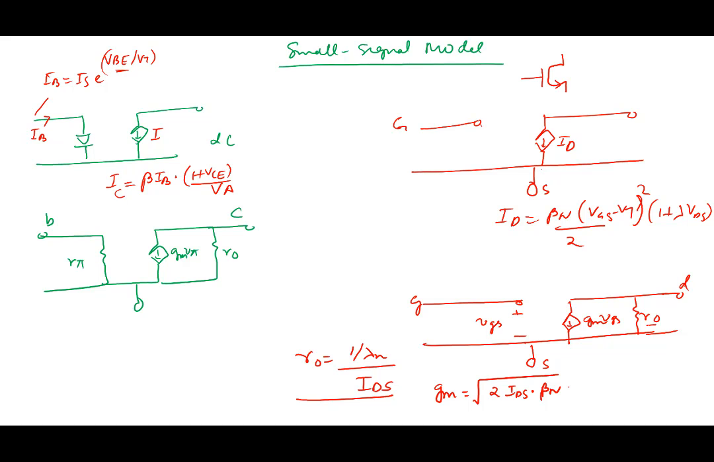All this is in saturation region. So once I know the bias point, then I can calculate GM. GM is the square root of 2 IDS times beta, and I can calculate R0. And we have the small signal model of a MOSFET which is ready here.